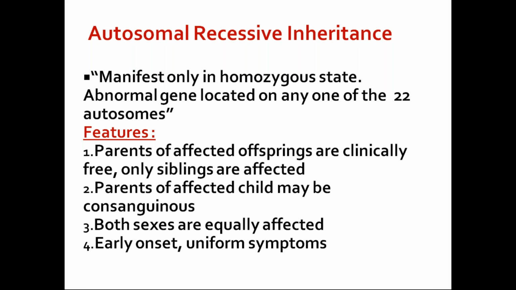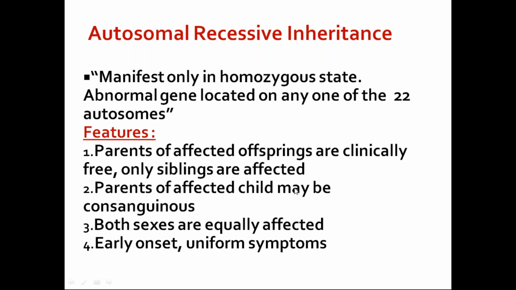Now discussing autosomal recessive inheritance. The manifestation occurs only in the homozygous state. The abnormal gene is located in any one of the 22 autosomes. What are the features of autosomal recessive inheritance? Parents of affected offspring are clinically free. Only siblings are affected. Even if both parents carry the gene, they have no symptoms or clinical features, but their children are affected.